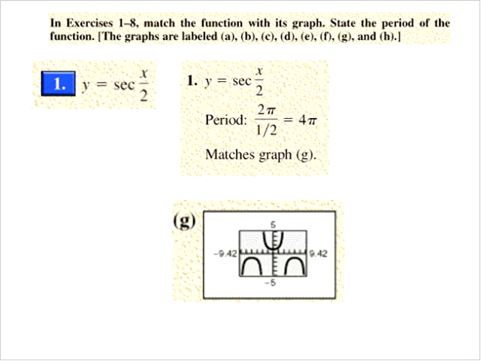Alright, and we know that cosine is using the period of 2 pi over b. So b in this case is 1/2, because that's what would be in front of your x value here. So 2 pi over 1/2, when we divide our fractions there, we end up getting 4 pi. So the only graph that looks like it has a period of 4 pi and matches the secant graph is graph G.